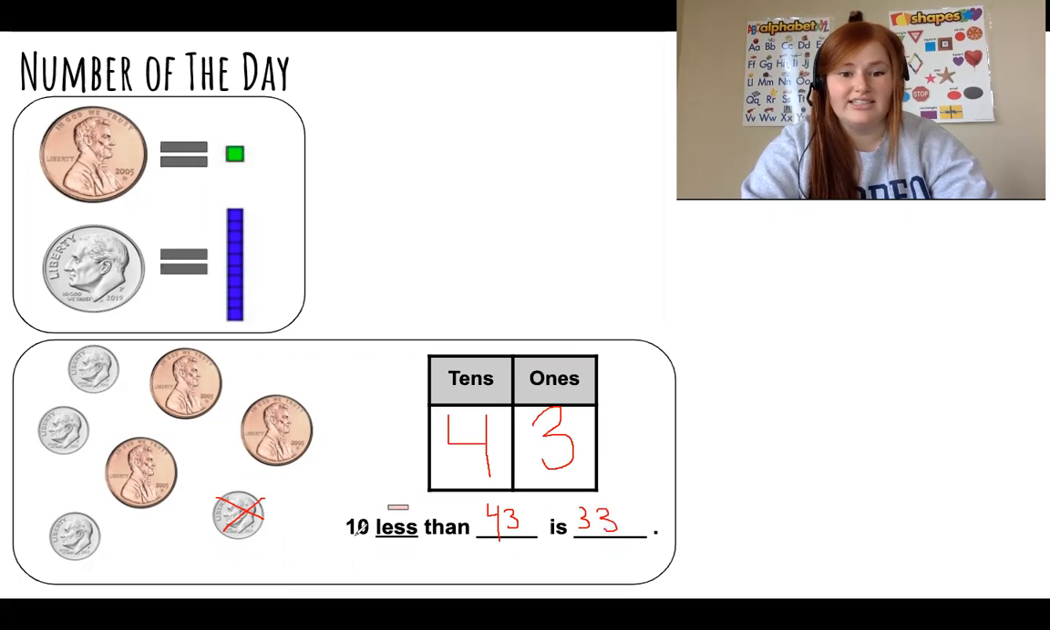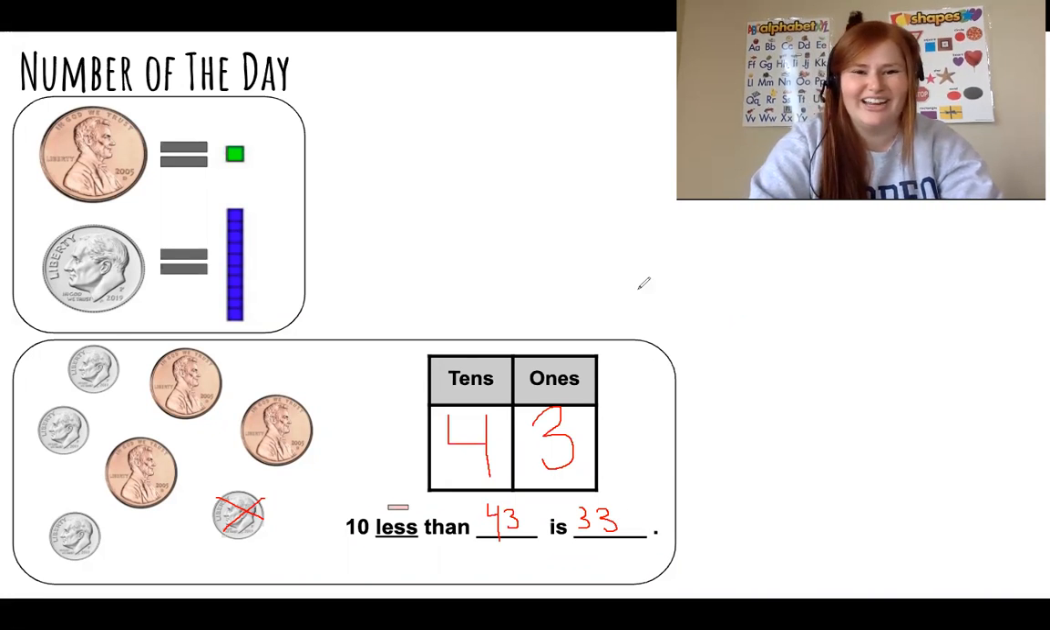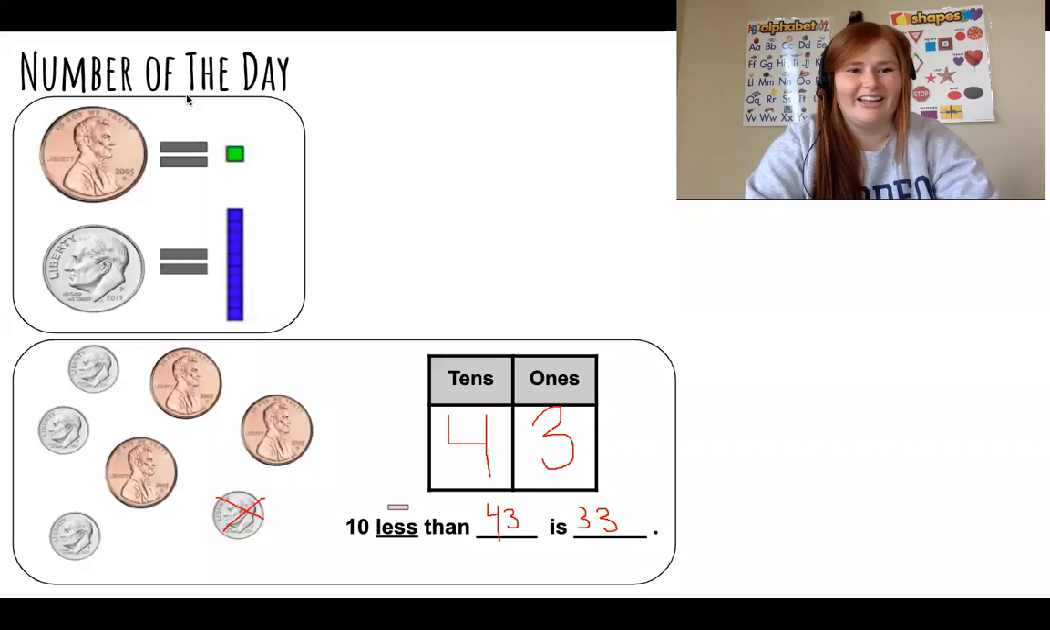So let's read our sentence. 10 less than 43 is 33. Wow, good job, Drake. All right, let's keep going. Let me see if I can erase those numbers for you guys, and we'll keep moving on. Perfect.